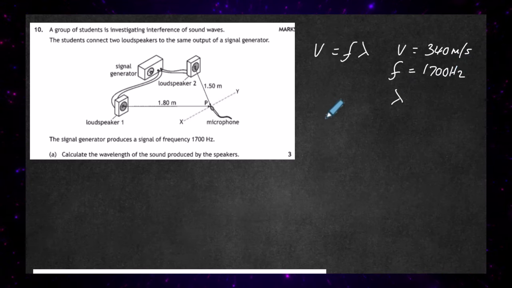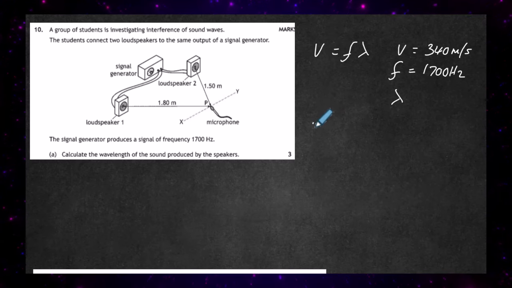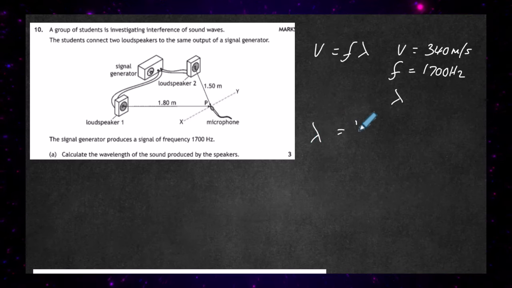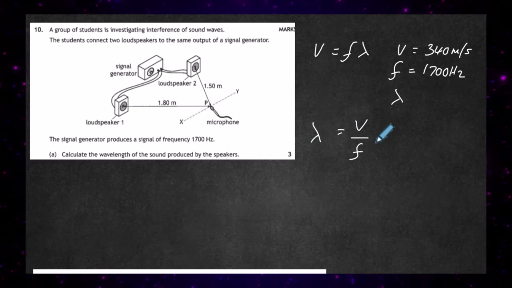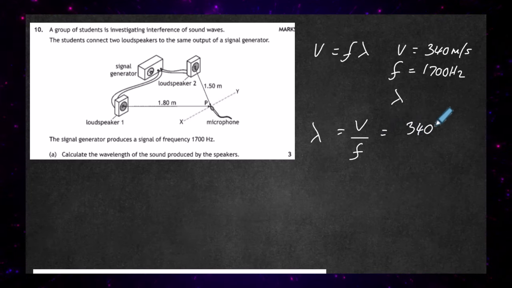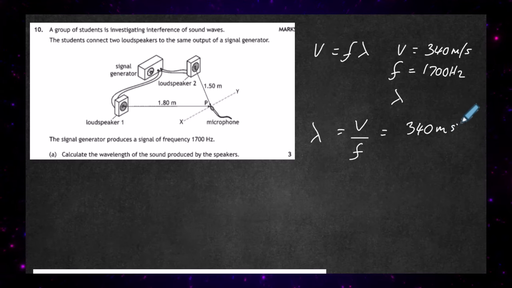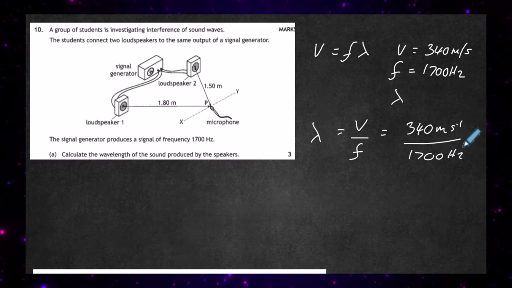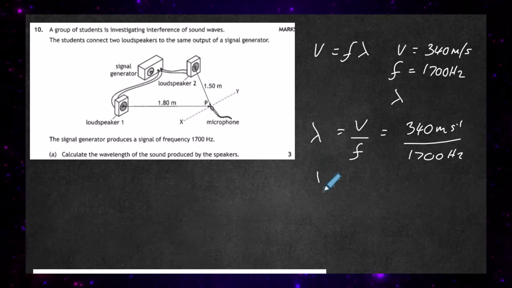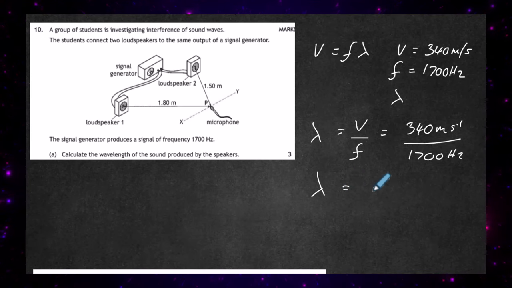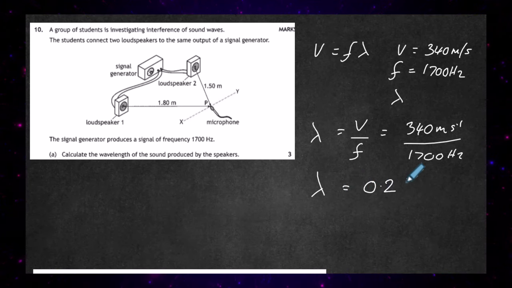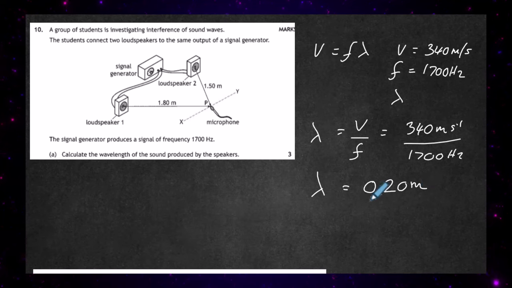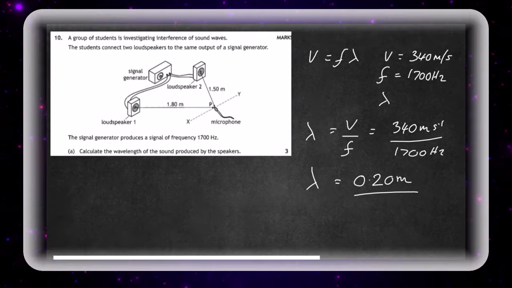and we're asked to find the wavelength. Okay, we look at the equation. Wavelength is going to be equal to the wave speed divided by the frequency, which is going to be equal to wave speed, 340 meters per second, the speed of sound in air, divided by the frequency, 1700 hertz. That's seconds to the minus 1. So we end up with a wavelength lambda equal to 0.20 meters. And that's the wavelength of these waves.